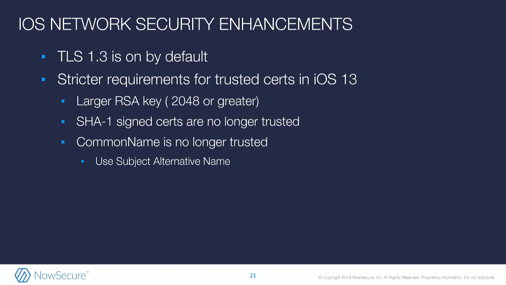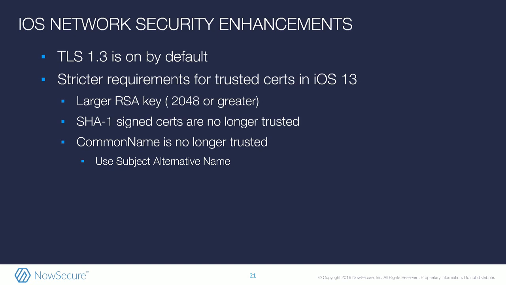On the network security enhancement side, TLS 1.3 is now on by default. It is the default use case for network. 1.3 is the default version of TLS. There we go. That's better.